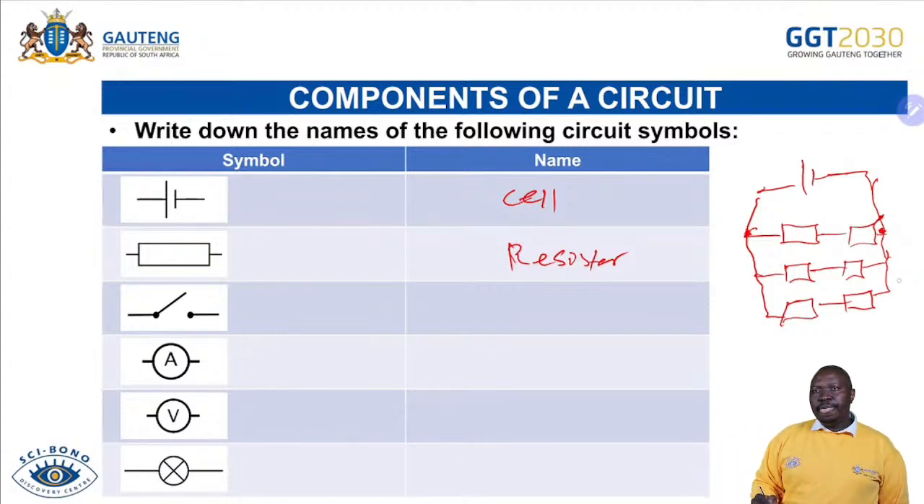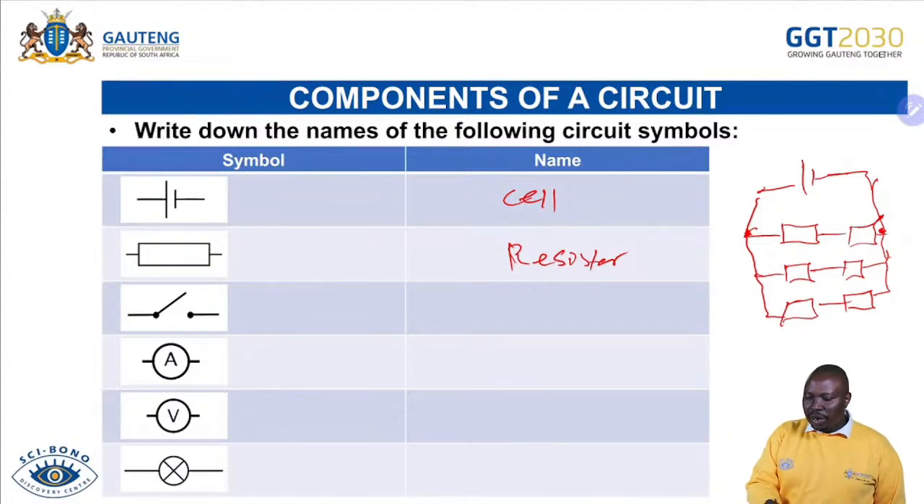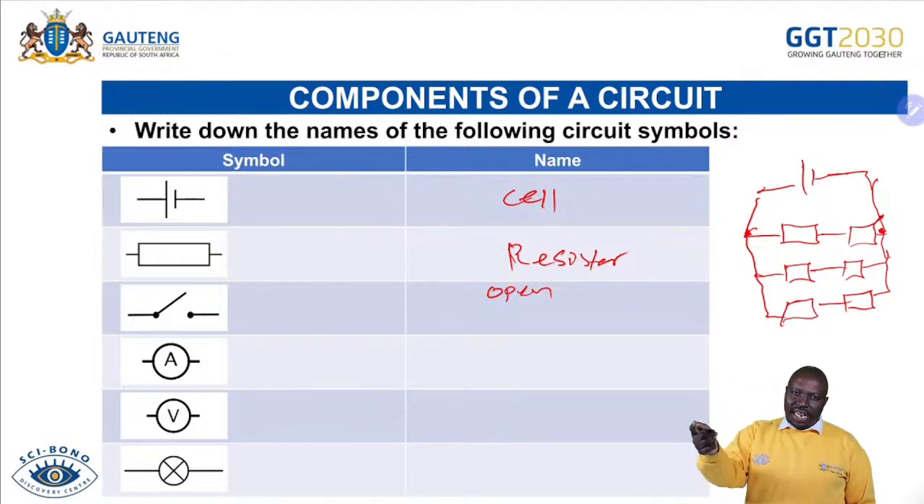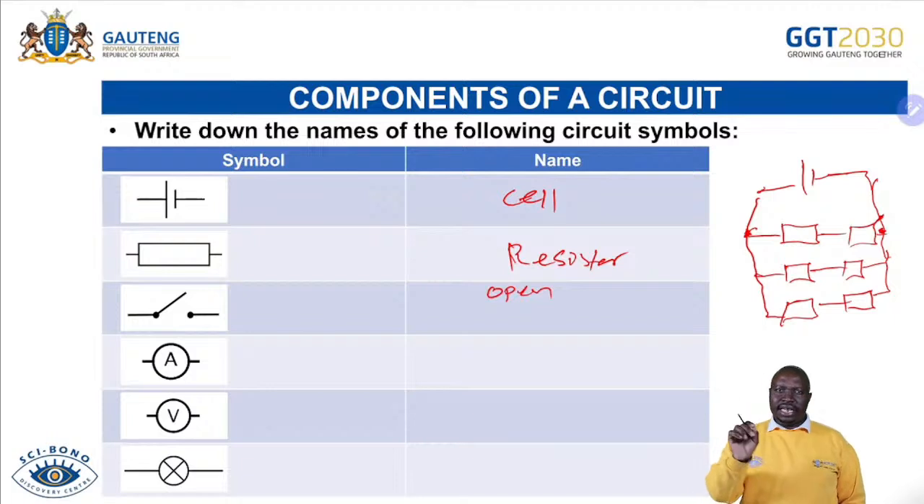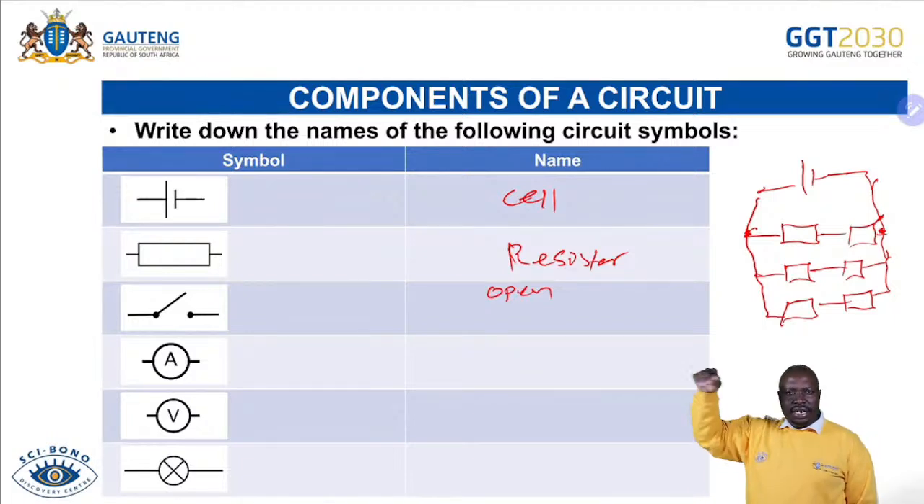Now we have a switch there. You can't just refer to it as a switch, because it's either an open switch or a closed switch. So if it's like that, we're saying it's an open switch. It's very important, because when the switch is closed, charges can flow, because the circuit is no longer incomplete, the circuit is complete. But when it's open, we say the circuit is incomplete.